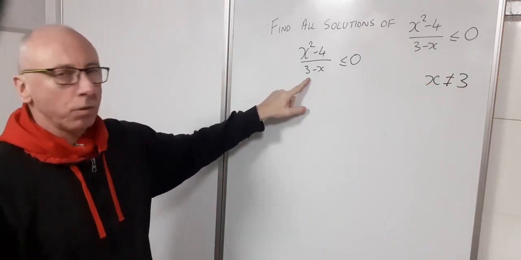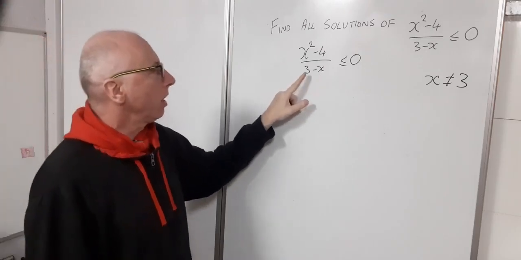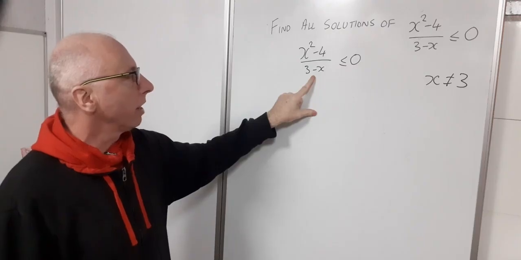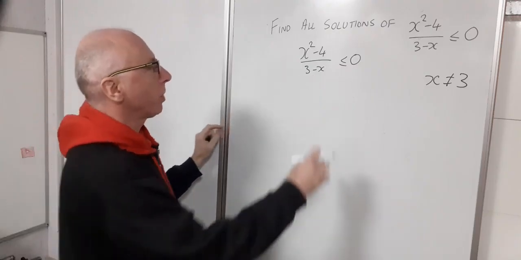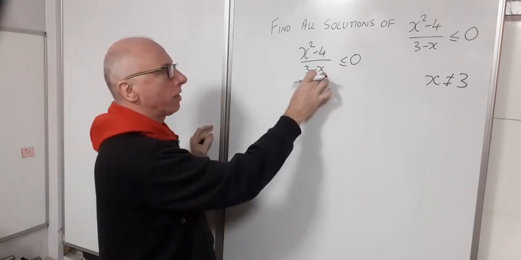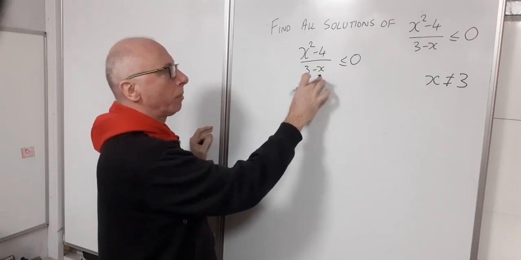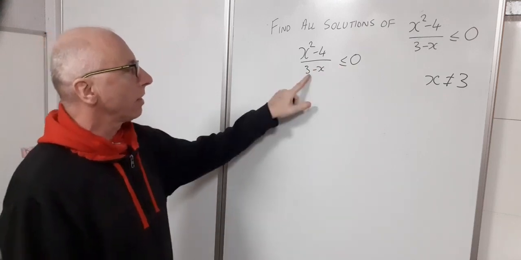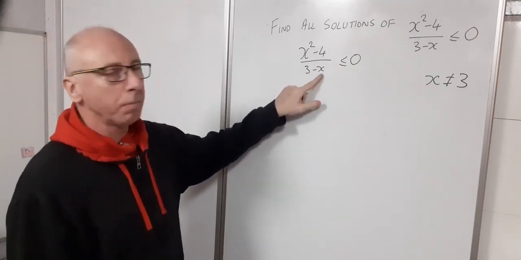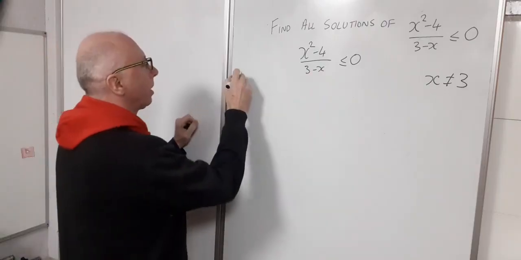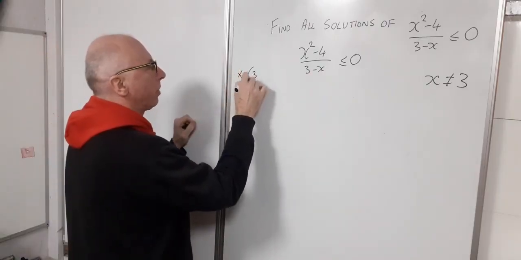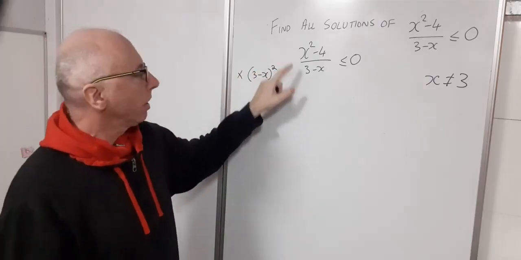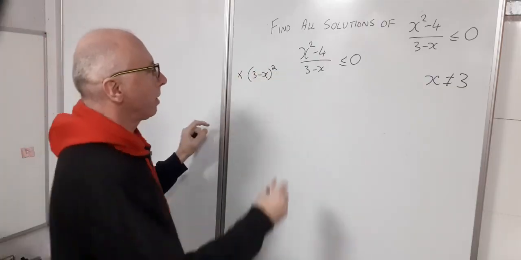Next, we can see with an algebraic term in the denominator, I can't just multiply both sides by 3 minus x. That's going to break some kind of rules, because if x is greater than 3, then I've got a negative term here and I'd need to change my inequality sign. So to avoid that, I'm going to multiply both sides by (3 minus x) squared. I'm going to write this out on another line here, showing all my steps.